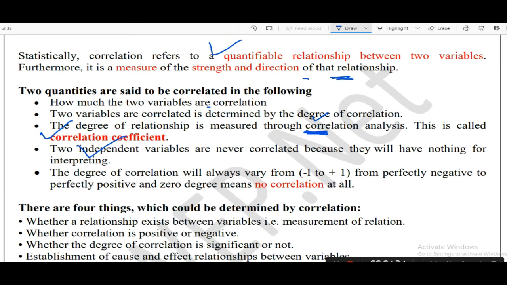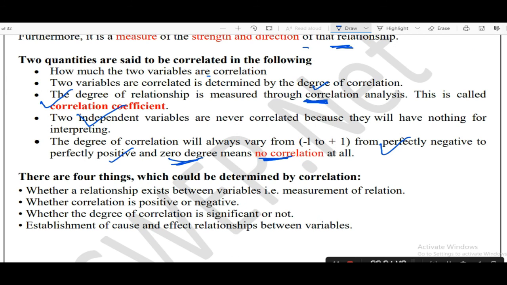So it varies from minus 1 to plus 1, that is from perfectly negative to perfectly positive. If there is no degree between the variables, then that is called no correlation between them, that is called 0 degree.